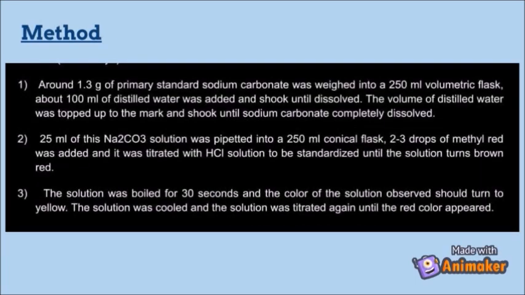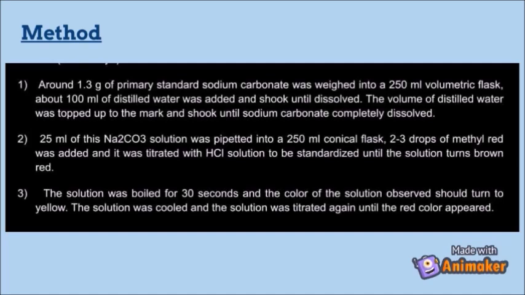Method for Part A, standardization of HCl solution, non-primary standard using sodium carbonate as a primary standard. For the first step, around 1.3 grams of primary standard sodium carbonate was weighed into a 250 ml volumetric flask. About 100 ml of distilled water was added and shaken until dissolved. The volume was topped up to the mark with distilled water and shaken until the sodium carbonate completely dissolved.